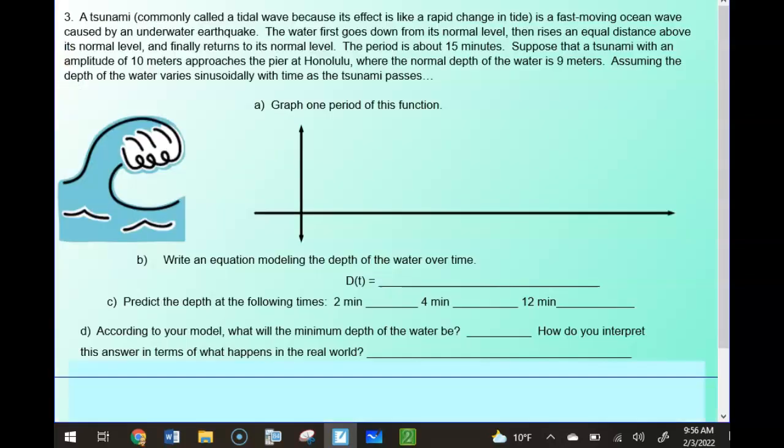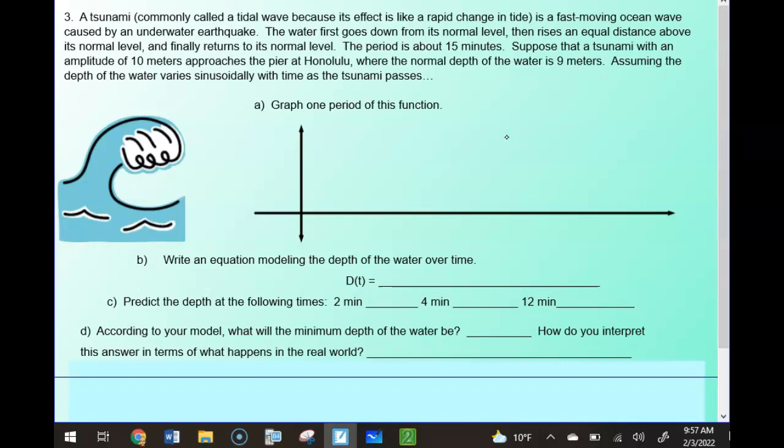Let's try this third one. A tsunami, commonly called a tidal wave because its effect is like a rapid change in tide, is a fast-moving ocean wave caused by an underwater earthquake. The water first goes down from its normal level, then it rises an equal distance above its normal level, and finally it returns to normal. The period is about 15 minutes. Suppose that a tsunami with an amplitude of 10 meters.